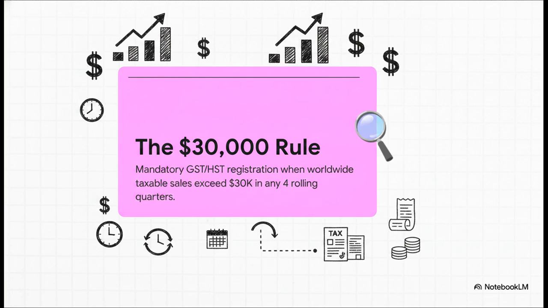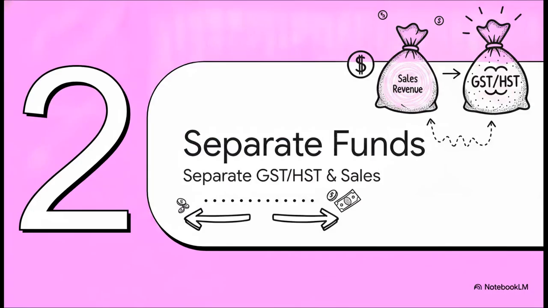Once you cross that $30,000 line, the rules change immediately. You absolutely have to start charging tax on your sales, tracking the tax you pay on eligible expenses, and preparing to make your remittances. Once you're registered, we move right into step 2.